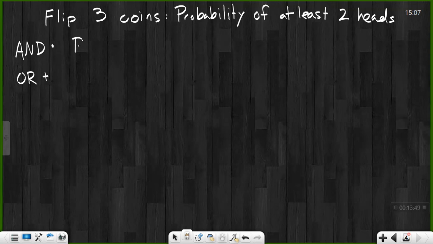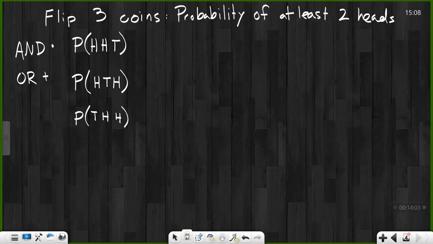Getting at least 2 heads means I'm looking for the probability of heads, heads, tails. All right. The probability of heads, tails, heads. The probability of tails, heads, heads, and the one that would be most likely missed, the probability of heads, heads, heads, because that's at least 2 heads. It's 3 heads, which means it's at least 2. These are our options that are available to us.